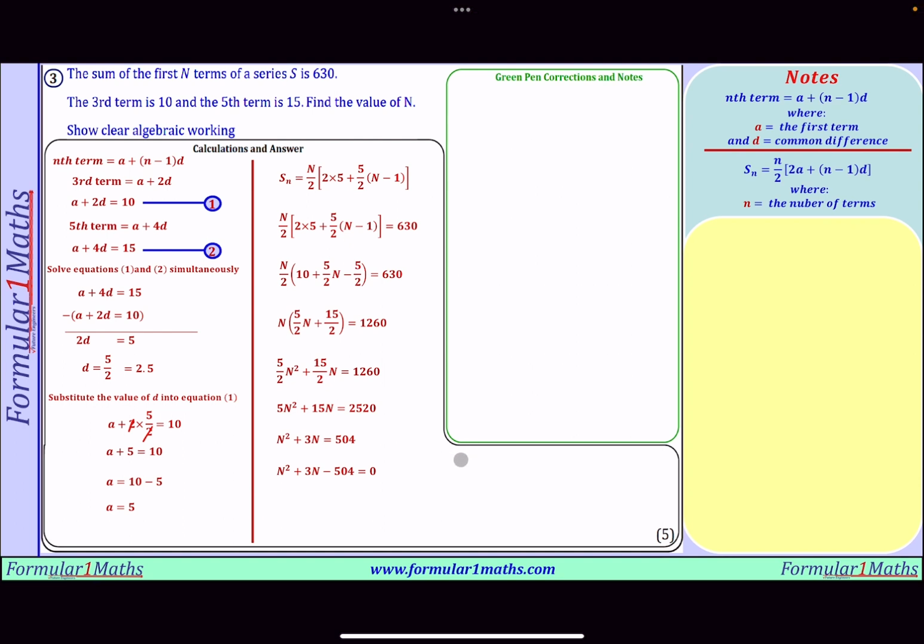Then I can solve this either using the formula or factorizing. I will on this occasion factorize to get n minus 21 times n plus 24. But we know that the value of n cannot be negative. So n cannot be minus 24. So we conclude that n is 21. So the number of terms is 21.